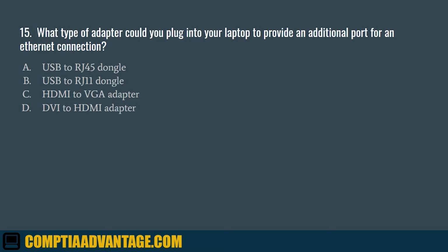Question 15. What type of adapter could you plug into your laptop to provide an additional port for an Ethernet connection? A. USB to RJ45 dongle. B. USB to RJ11 dongle. C. HDMI to VGA adapter. D. DVI to HDMI adapter. The correct answer is A. USB to an RJ45 dongle.